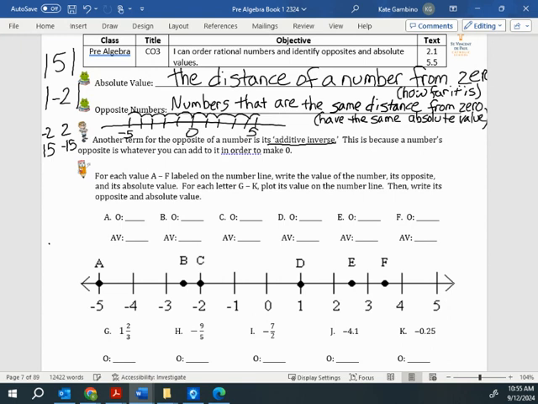-5 plus 5 is 0. So that's why it's the additive inverse, because you add them together and you get 0. So that's the lesson for today.